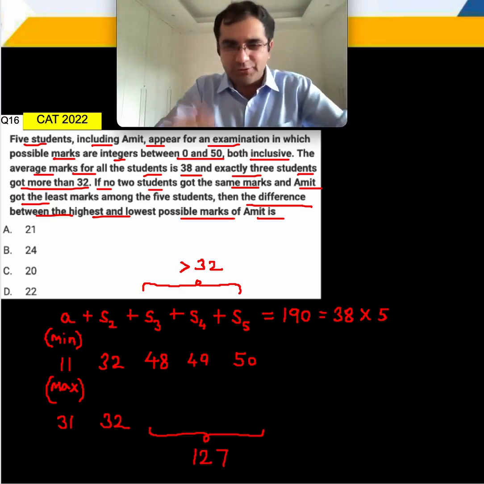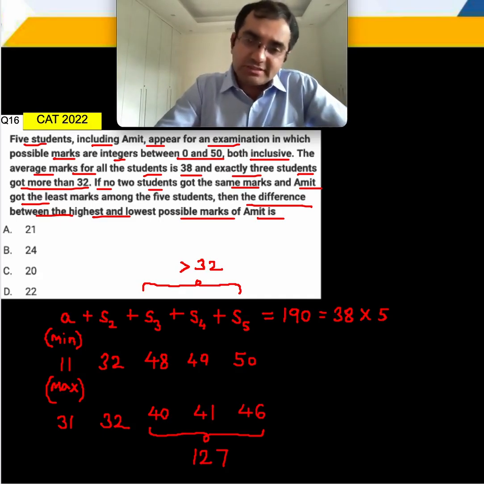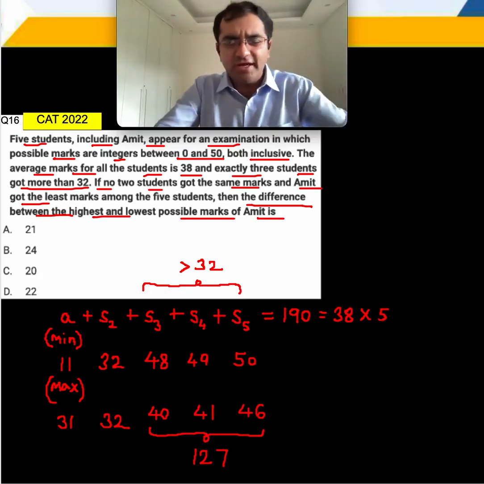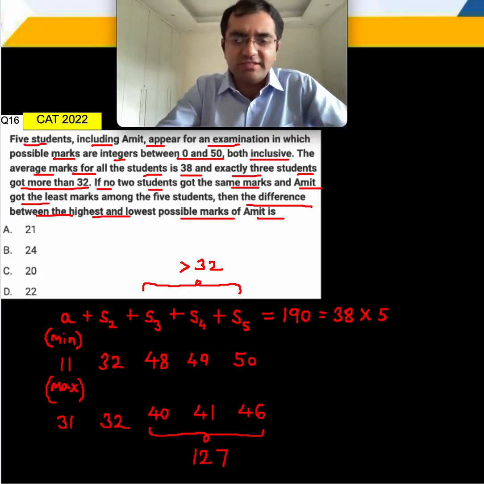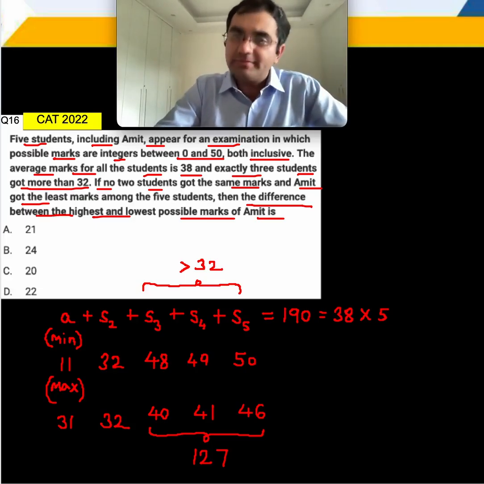For example, I don't know, 40 दे दो student 3 को, 41 दे दो student 4 को, बाकी बचे हुए 46 दे दो student 5 को. There are infinite ways of giving these remaining marks. But Amit का maximum is 31 and minimum is 11. So 31 minus 11, the answer is 20. And that was a nice question.